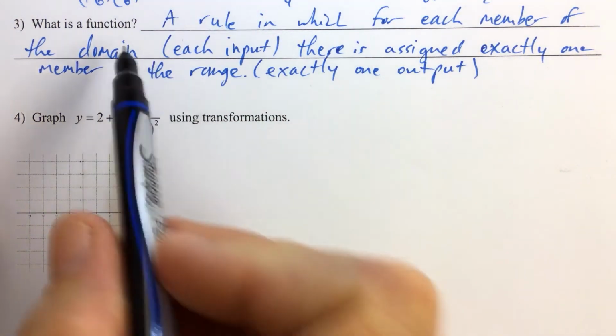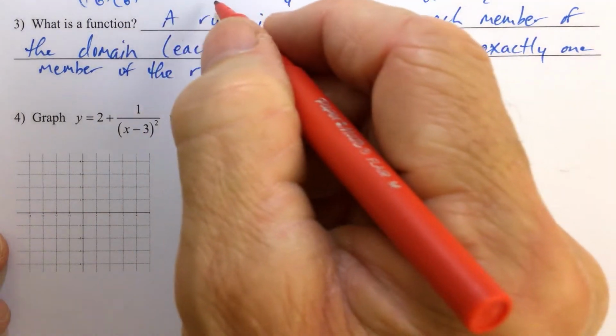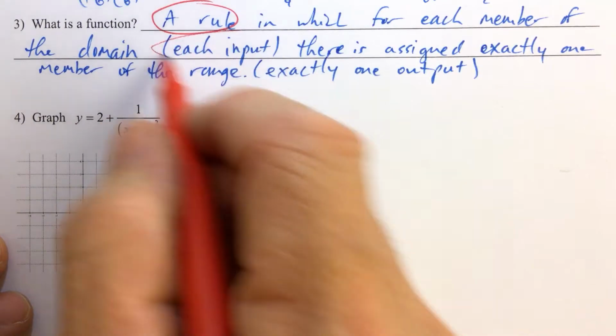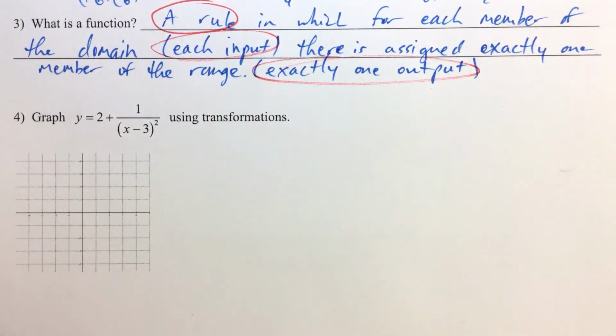We're going to do number 4 here. You can see the definition of the function. The key words for the definition of the function would be, it's a rule in which for each input there's exactly one output. So those would be the key words to make sure you include when you are defining function on the test.